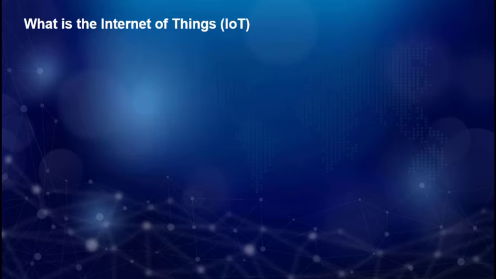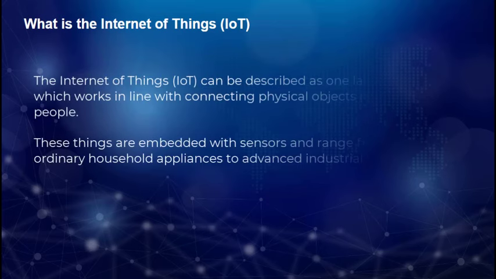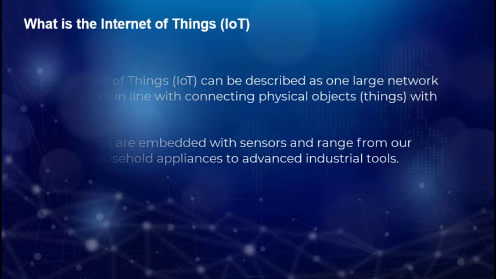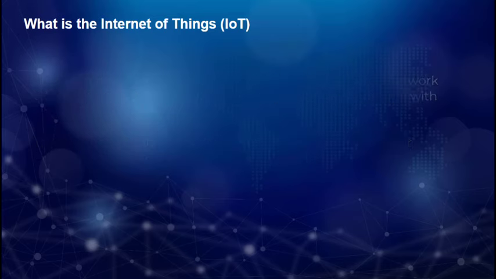So to begin with, we're going to cover the Internet of Things before moving on to cloud computing. The Internet of Things can be described as one large network which works in line with connecting physical objects, known as things, with people. And these objects are everywhere around us, from our household appliances to advanced industrial tools within our workforce. The Internet of Things can apply to you on a personal level or at a business level too.